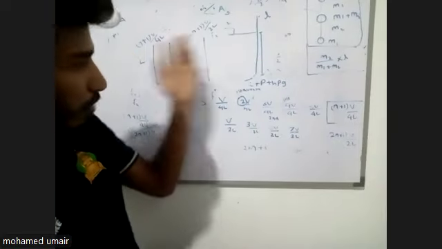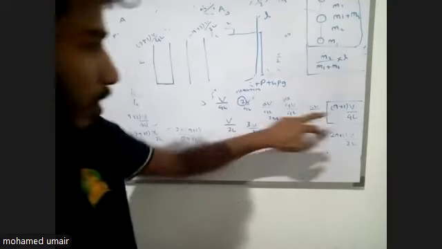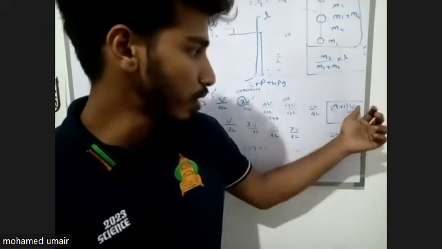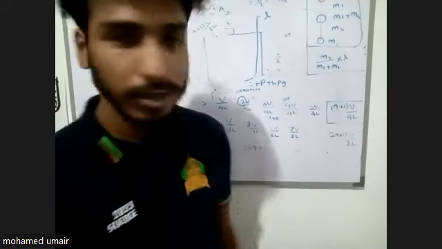And other than that, if they ask for the beat frequency also, you can subtract them. But the velocity will be present, that's the only problem. They'll just be giving you that the velocity of sound is v. So if you take the subtraction, you'll be getting the beat frequency.